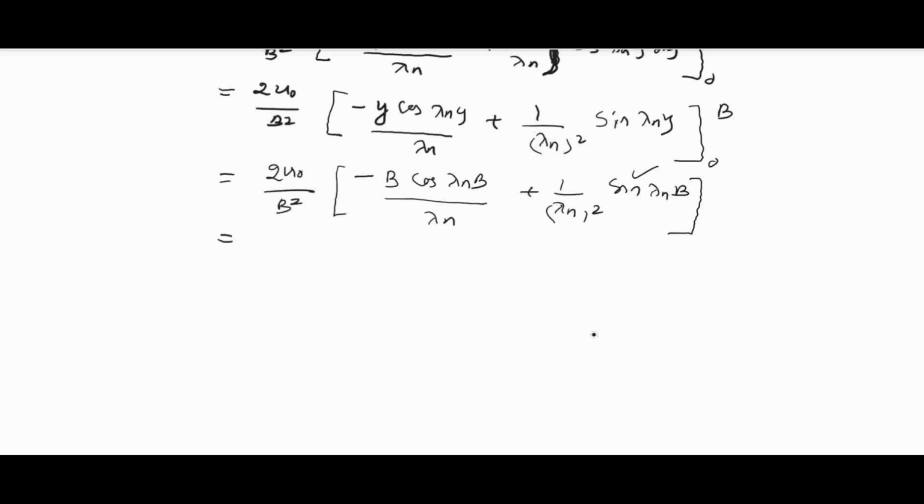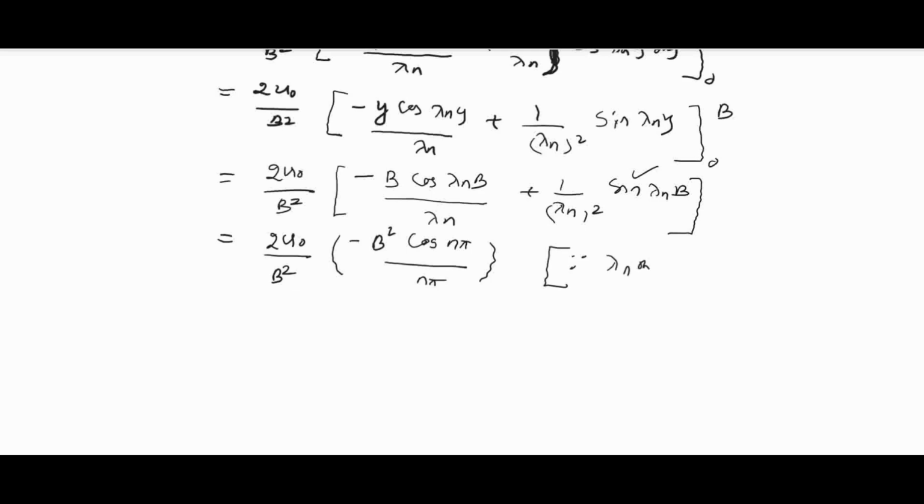So what will we get here? 2u0 by b squared whole into minus b squared, cos(n pi) by n pi. Lambda n is n pi by b. So what actually did we do here?